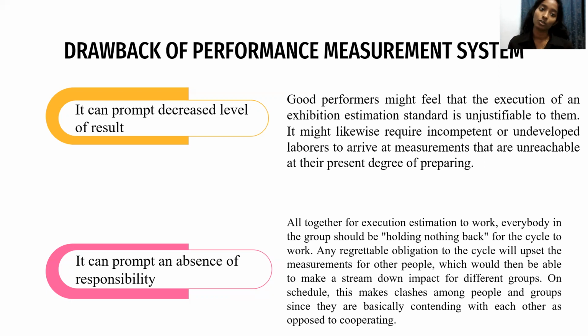Next, we'll be talking on the drawback where it can prompt an absence of responsibility, where for the execution measurement to work, everybody in the group should be holding nothing back for the cycle of the work. They will be given this required task, so they will be thinking that this is a task that I only have to do. So they will start to be very calculative there, where they only do the stuff they have to do and they will not bother about the balance stuff that has been there for quite some time. So on this schedule, this makes clashes among the people and groups since they are basically contending with each other as opposed to cooperating.